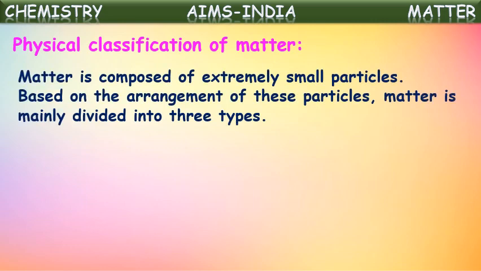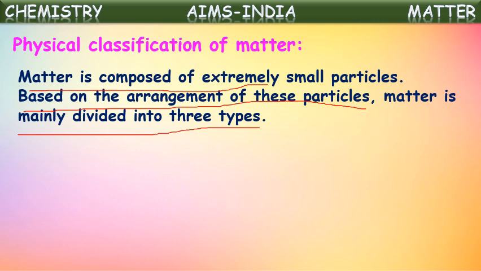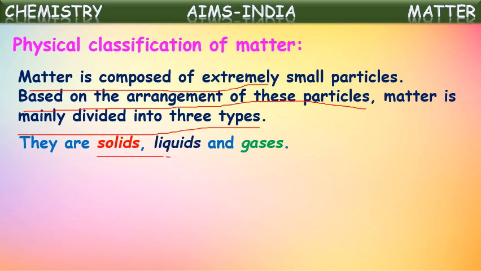As we discussed previously, matter is composed of extremely small particles. Yes, molecules are very small. Again, those molecules are made up of tiny particles called atoms. Already we studied about that, right? So based on the arrangement of these tiny particles, matter is mainly divided into three types. We all know what those three types are: solids, liquids and gases.